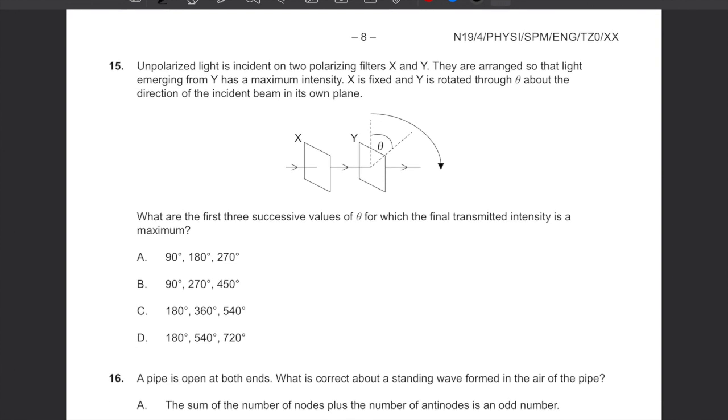Okay, next question, polarization, also topic 4, relatively straightforward. We have two filters, and initially the transmission axes are parallel, so you get maximum intensity, but then as you turn one of the polarizers through an angle theta, we know of course that if you turn it 90 degrees you block the light completely, turn 180, you get maximum intensity again, and then you have to turn another 180 and another 180 to get maximum intensity transmission. So C is the correct answer.